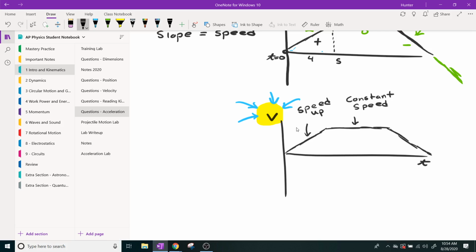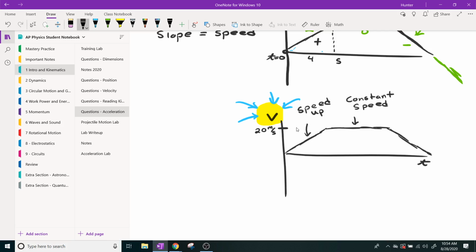Because think about it. Let's say that this velocity up here is 20 meters per second, which is roughly about 40 miles per hour. If it's a flat line going across, that means that you are constantly going 20 meters per second. If the flat line is right on the origin, then you're standing still. Your constant speed is 0. But right here we have our constant speed up above.